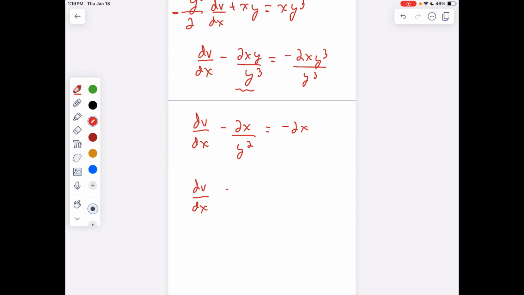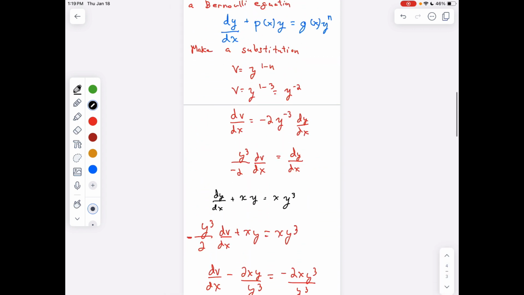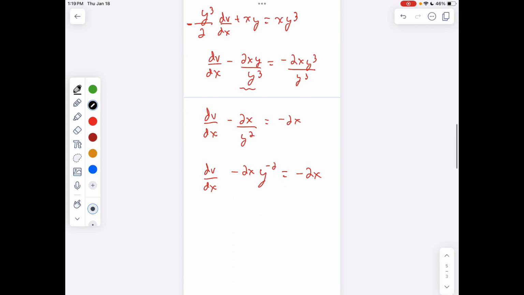And one last thing here, I'm going to rewrite that 2x over y squared as 2x y to the minus 2, minus 2x. And why? No pun intended. Why am I doing that? It's because if you go back to what we let v equal, right over here, it was equal to y to the minus 2. And that's what we have here.